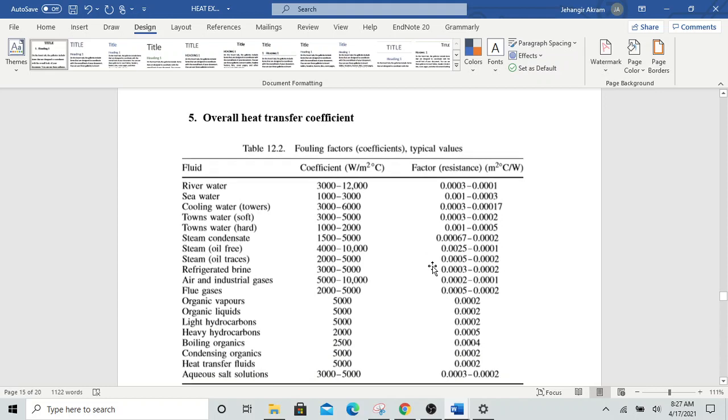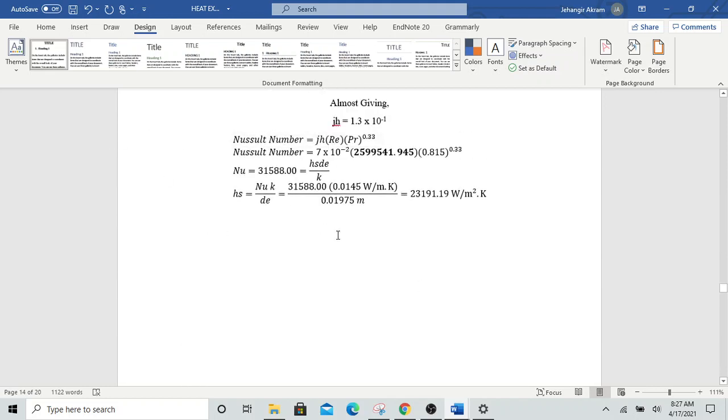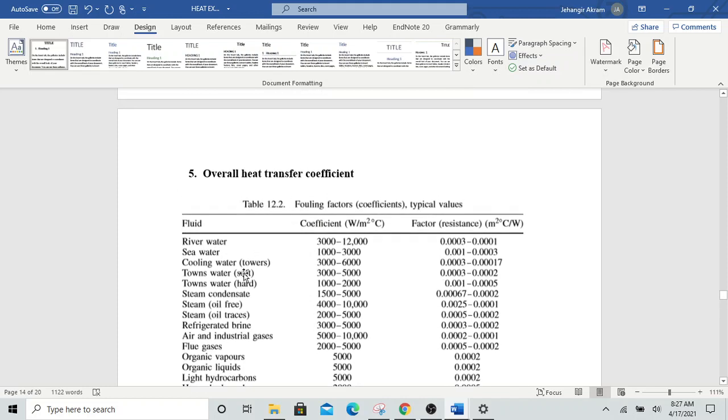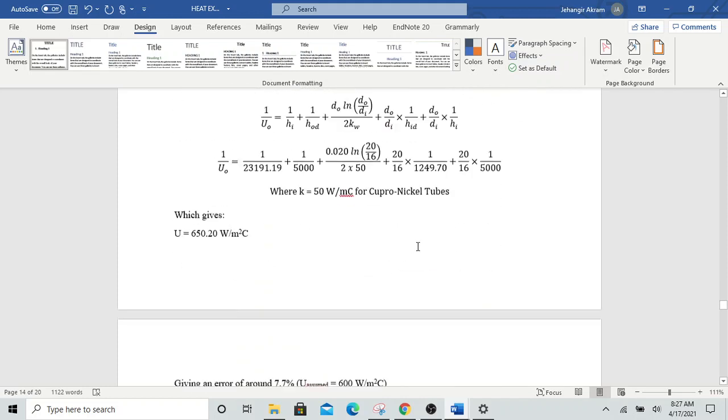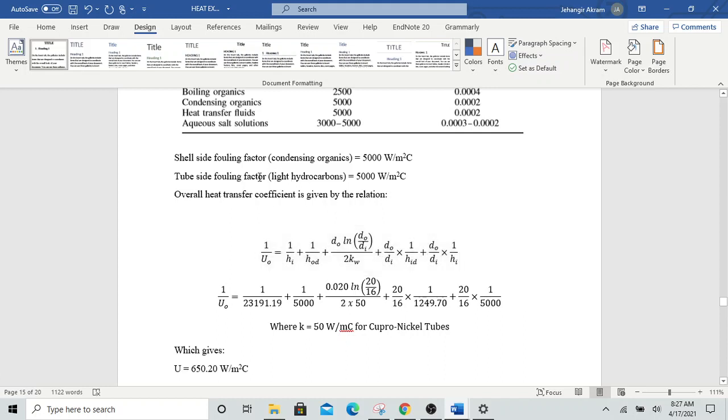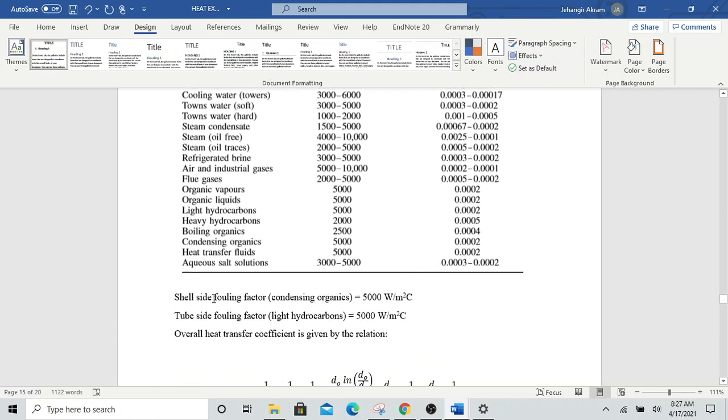Okay, after you have determined the shell side heat transfer coefficient, next you will be finding the overall heat transfer coefficient. Overall heat transfer coefficient involves tube side fouling factor and shell side fouling factor in addition to the factors which we used earlier. Okay, so how did we find the shell side fouling factor? Fouling factor is basically the dirt factor, and you will have to study it yourself. Basically it's the reduction of heat transfer coefficient because of fouling, and you will have to study this yourself. It's a basic concept of heat transfer.